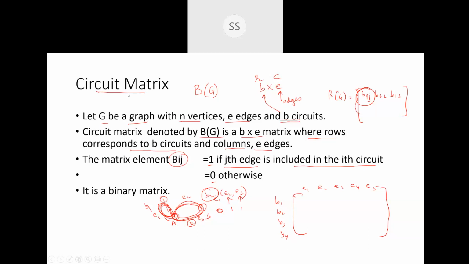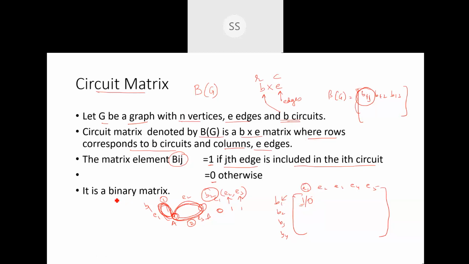So I just spoke about the circuit matrix which is represented by B of G. And what is its order? It is B by E, where B stands for the number of circuits and E stands for the number of edges. The rows consist of the circuits and the columns consist of the edges. Each element will have a value 1 or 0. If that edge is a part of that particular circuit, then you have the value 1. If that edge is not a part of B1, then you have the value 0.